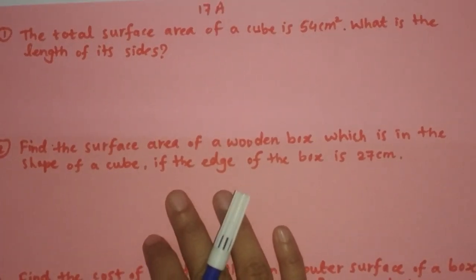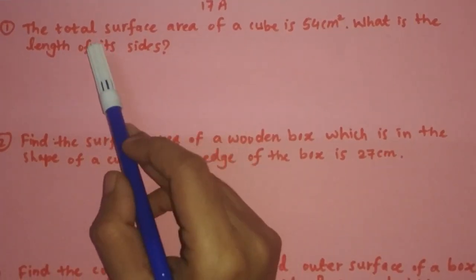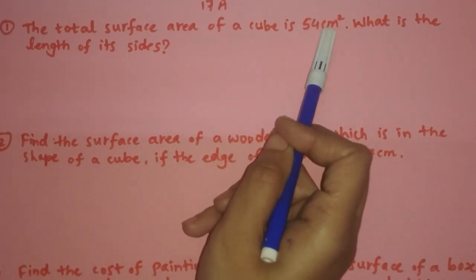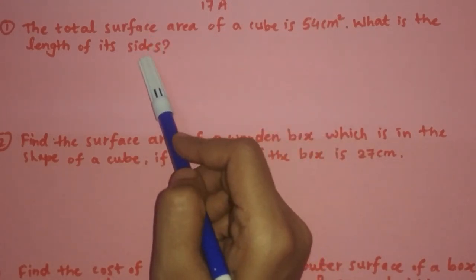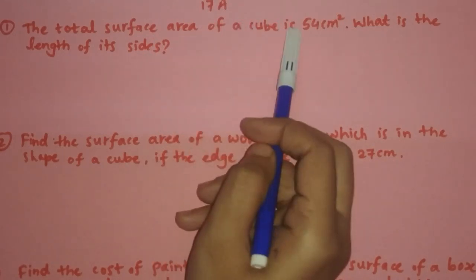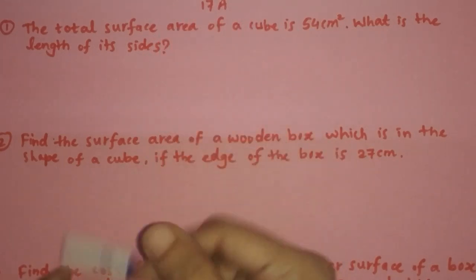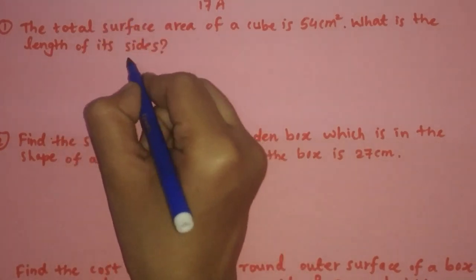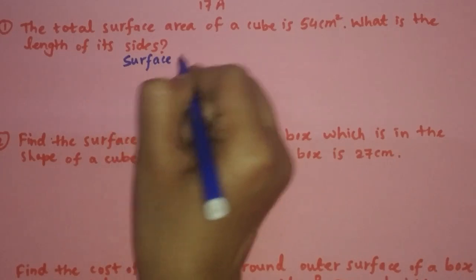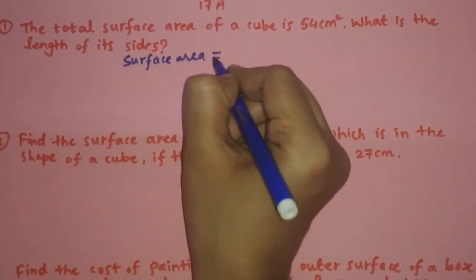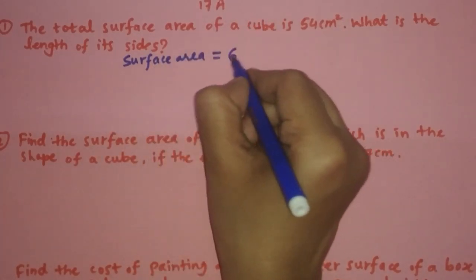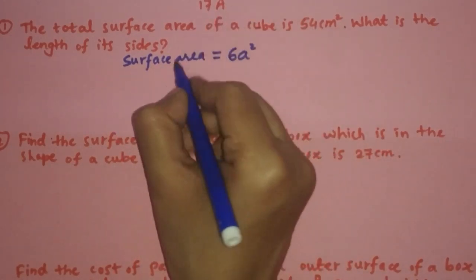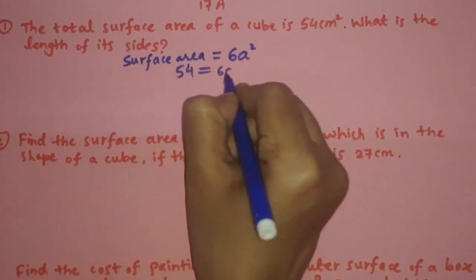So now moving to our exercise questions, we have the first question. The total surface area of a cube is 54 centimeters square, and what is the length of its sides? So friends, here the surface area is given, so we have to remember the surface area formula. We know that the surface area of a cube is what? As a cube has all 6 equal faces, its surface area is 6a square. And we are given the surface area, so we'll write 54 is equal to 6a square.